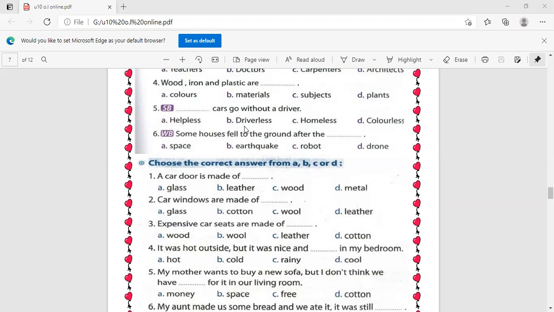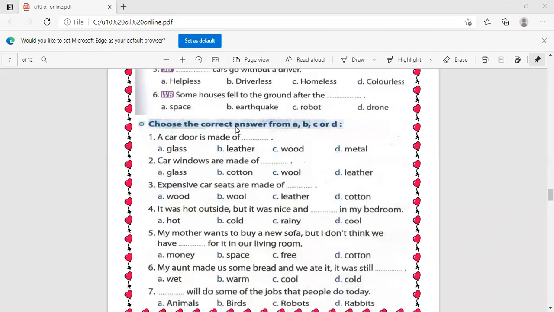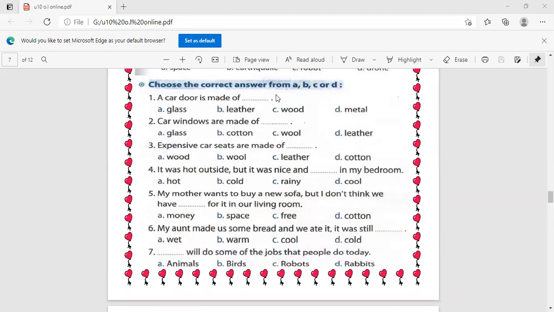Okay, number six, Ahmed. Some houses fell to the ground after the earthquake. Excellent. Earthquake is when the earth shakes, okay, or the ground shakes. Excellent. Okay. Did you feel any earthquakes before, Ahmed? No. Oh, Alhamdulillah. Okay.